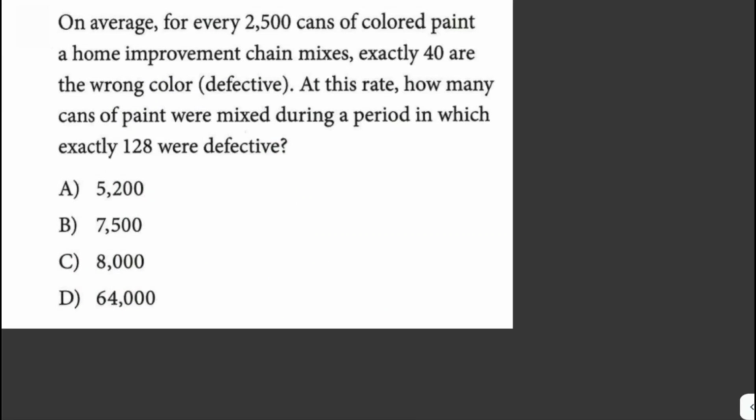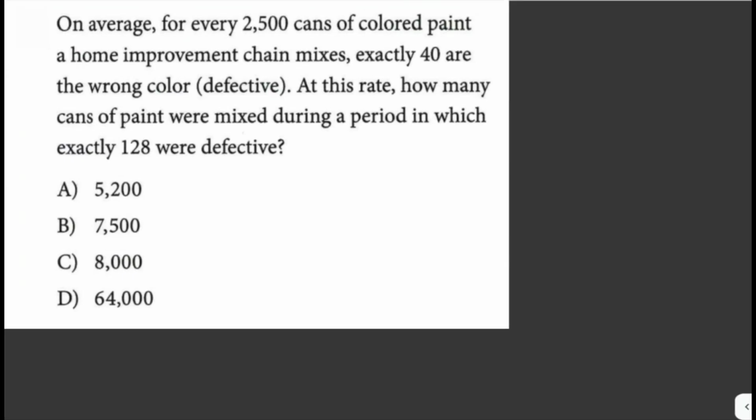On average, for every 2,500 cans of colored paint a home improvement chain mixes, exactly 40 are the wrong color or defective. At this rate, how many cans of paint were mixed during a period in which exactly 128 were defective? It is stated here that for every 2,500 cans, there are exactly 40 defective. So we need to find the number of cans of paint that were mixed if 128 were defective.